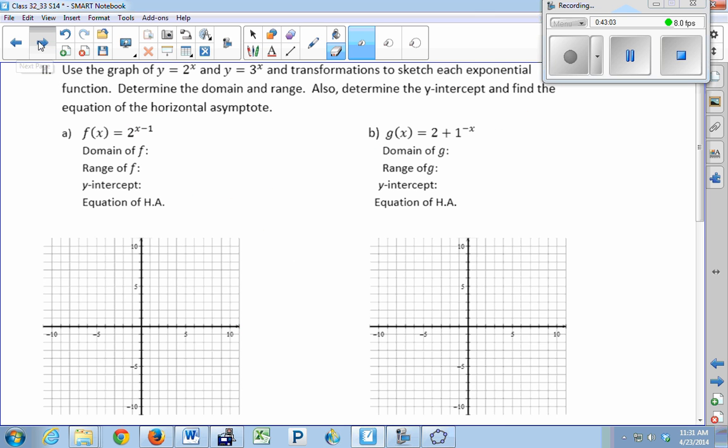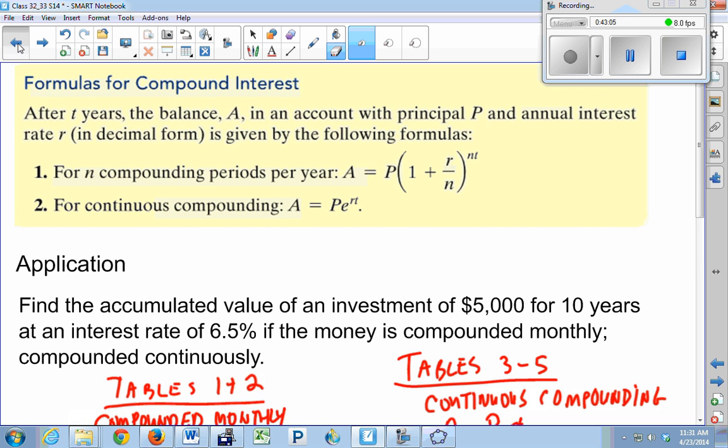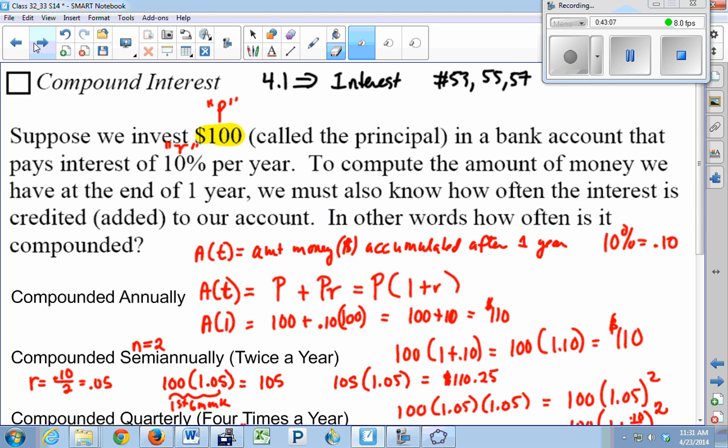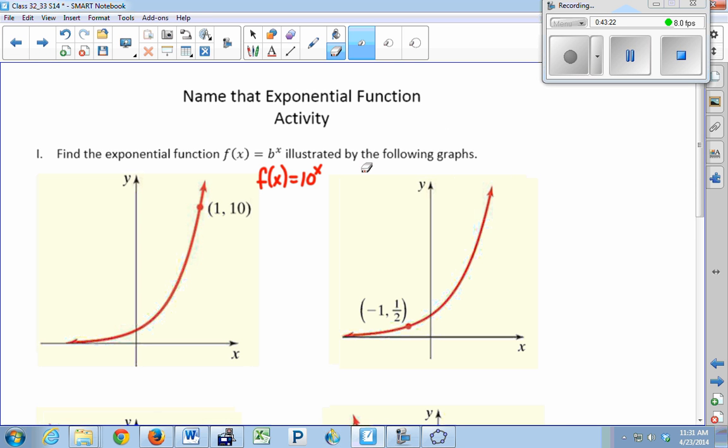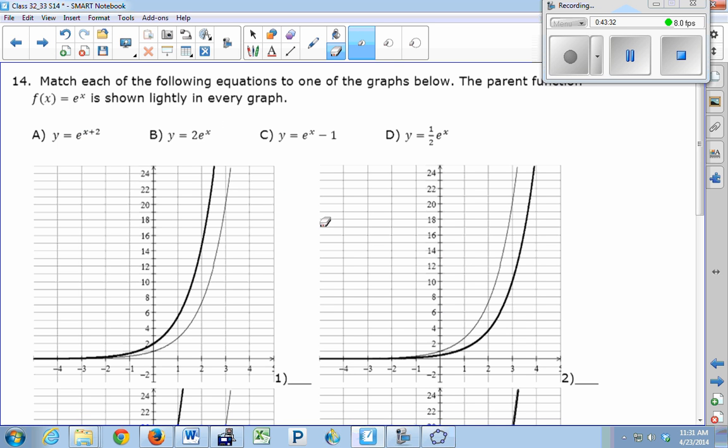Okay. So for the remainder of the class, the first thing I'd like you to do is the matching. I would like you to do number 14, match these. The parent function here is e to the x. Match these transformations to the graphs below. There are 4 of them. And then I'd like you to continue with the name that exponential function activity. There are 3 pages, so you have plenty to keep you busy. I'd like to check this before you go on. So you have 20 minutes to work on this. Should give you lots of time.